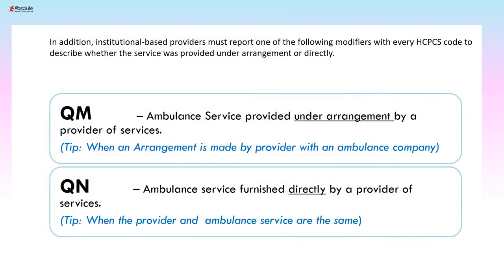Okay, so in addition to the origin and destination modifiers, institutional-based providers must also report one of the following modifiers with every HCPCS code to describe whether the service was provided under arrangement or directly. So we have two options, modifier QM or modifier QN. QM is for ambulance service provided under arrangement by a provider of services. This is when the arrangement is made by the provider with another ambulance company. Now, QN is the ambulance service furnished directly by a provider of the services, meaning the provider and the ambulance service are the same. Okay?